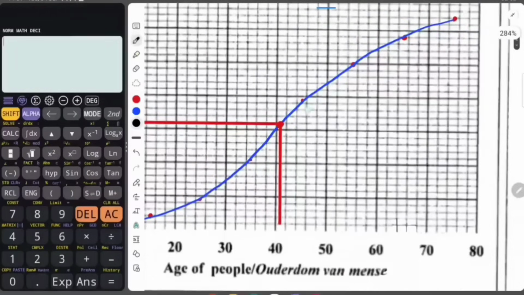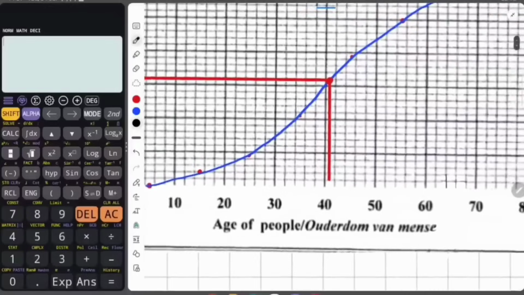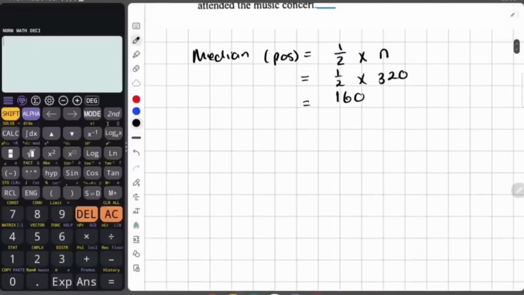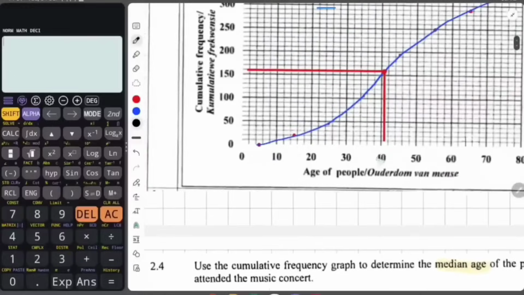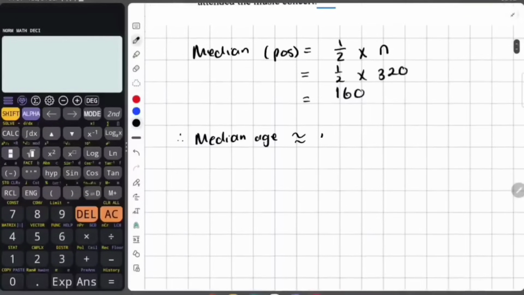Maybe I didn't really curve it well enough, because I can even see a little bit of a hunch here. It should have at least gone like that. But anyways, okay, so what we get for 160, if you say that the median age, as we can see, we got around about 41 or 42. I'm just going to say it is approximately 41 years.